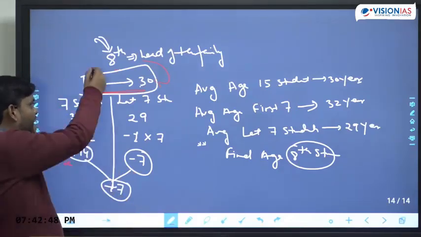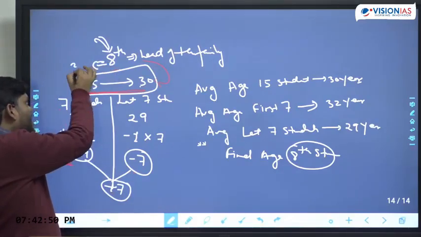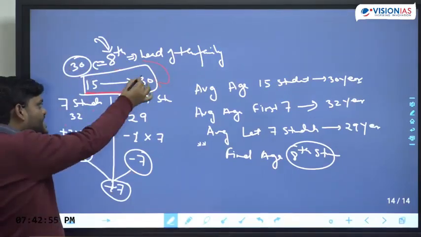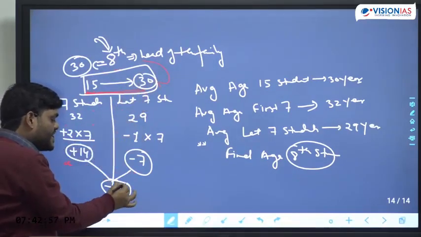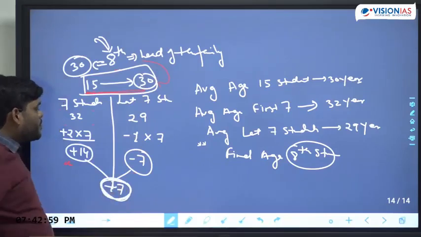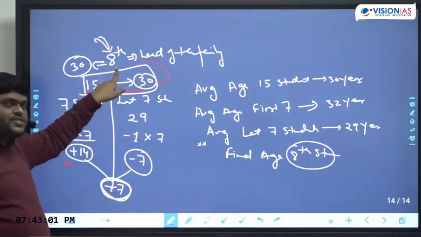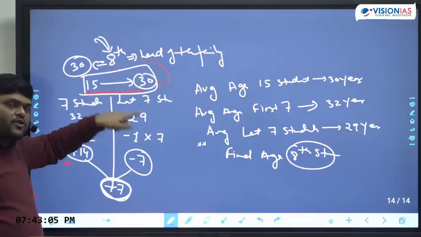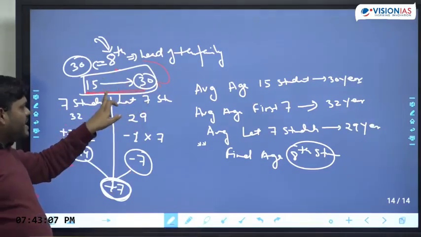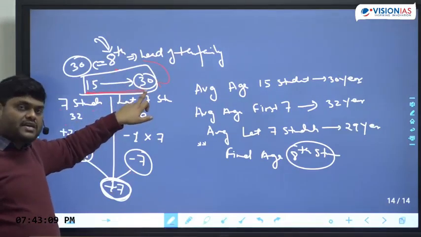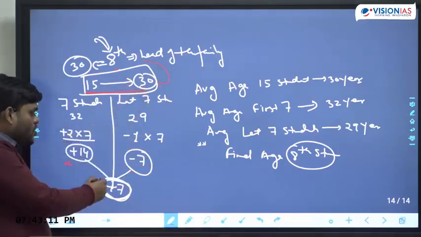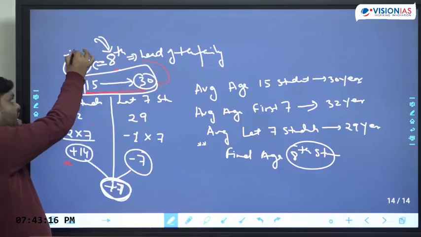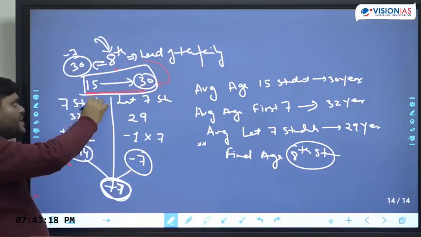Suppose the 8th person comes with 30, so what will happen? The average will not become 30 now. Why? Because already 7 extra is there in the group. So what does this 8th person have to do? This 8th person has to maintain the decorum of this group. How can he maintain this decorum? Every person should have 30. So what will he do? Since already 7 is there in the group, he will come with -7 value.